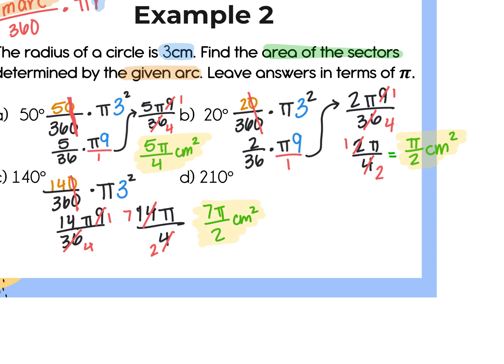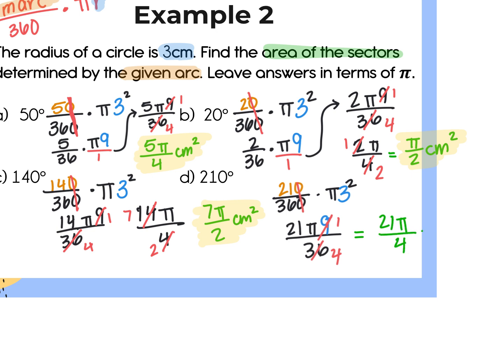For D, looking at D, you have 210 over 360 times pi 3 squared. Because they both end in 0, you can cross them out. You're going to get 21 over 36. Then you have your pi times 9. You can simplify this to 1 and 4. And then this is your answer. 21 pi over 4 centimeters squared, and you're done. All right, last slide. Any questions on these? Did anybody have any trouble? I feel like we all understood this one.